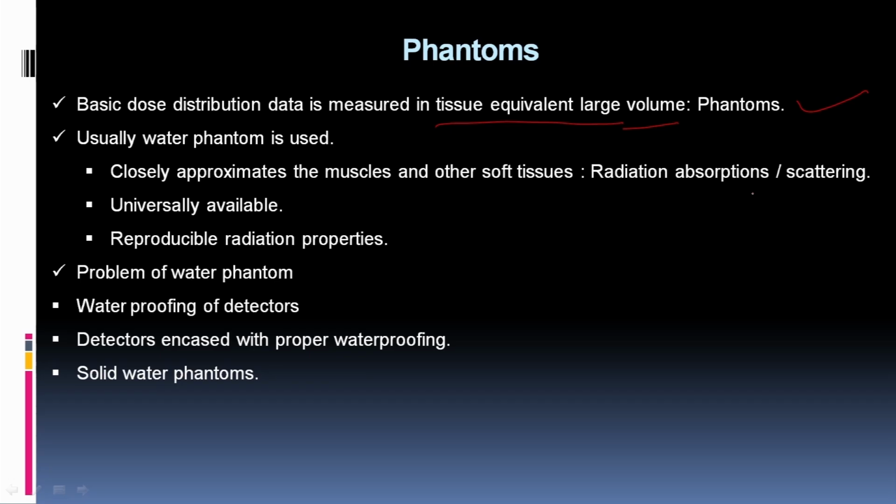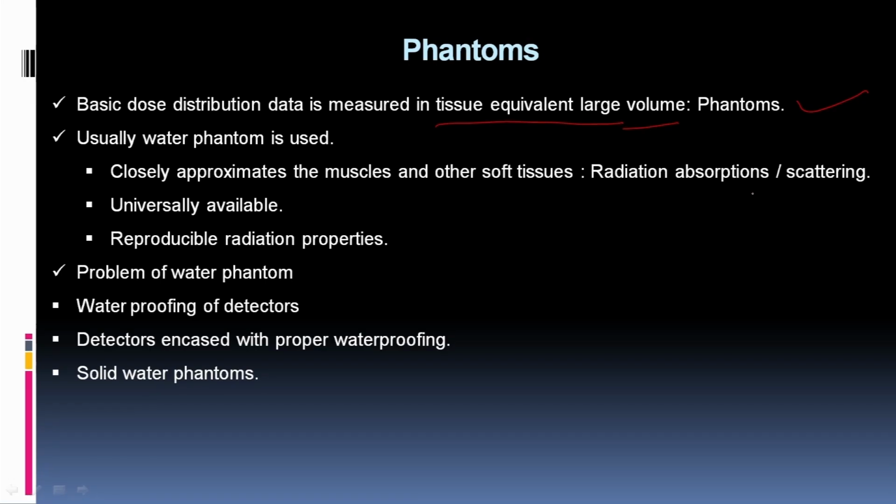The second advantageous feature of water is that it is universally available, and the radiation properties are reproducible from time to time. If we measure the same radiation beam or radiation field, water will reproduce the same reading each time. This is known as reproducibility of the measurement, and water is a very reproducible phantom material which reproduces the radiation properties in a similar fashion every time.